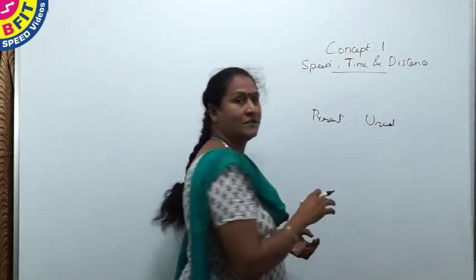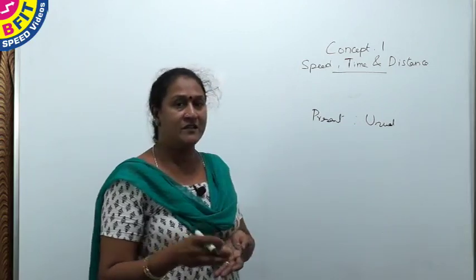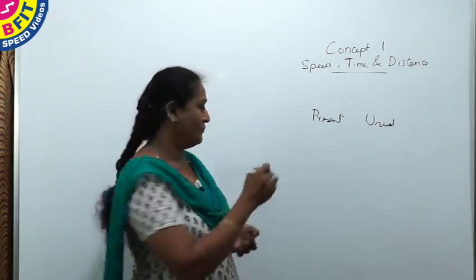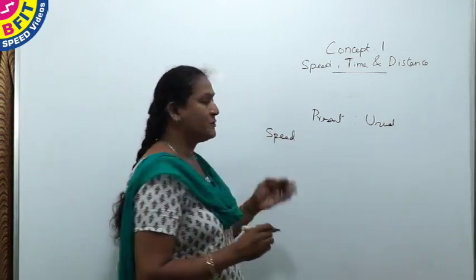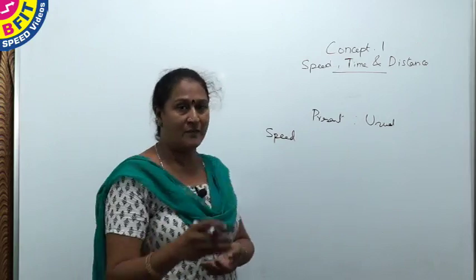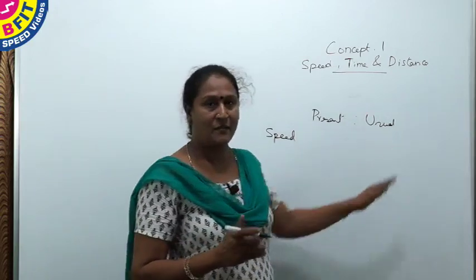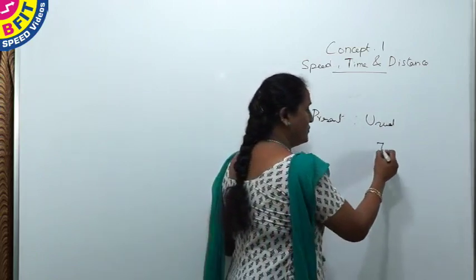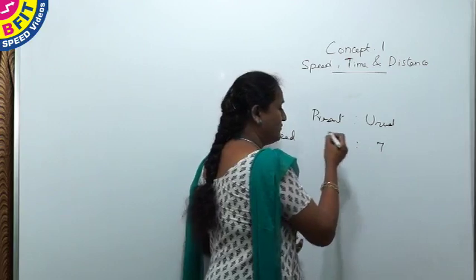So usual is the original speed he was taking, and present is the speed he is taking now. The speed ratio they have given is 5/7. So the base is 7 parts, so we'll write 7 in the second part. Usual speed is 7 parts and the present speed is 5 parts.